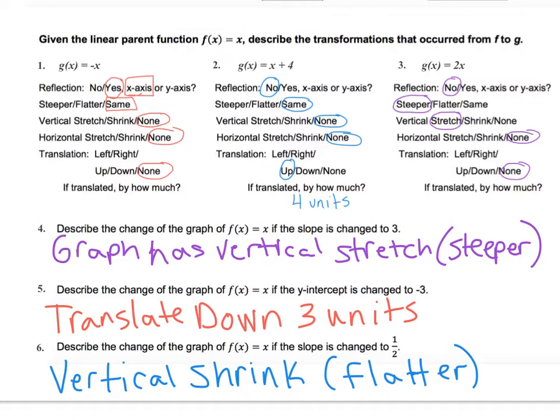So again, this was just following our rules. The biggest thing is getting you used to realizing that our slope, the coefficient in front of x, is going to cause the stretch and the shrink. And our y-intercept, the plus or minus b, is going to do our vertical transformations, or our translations.